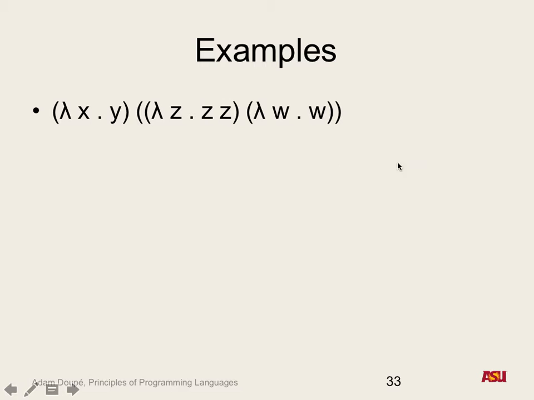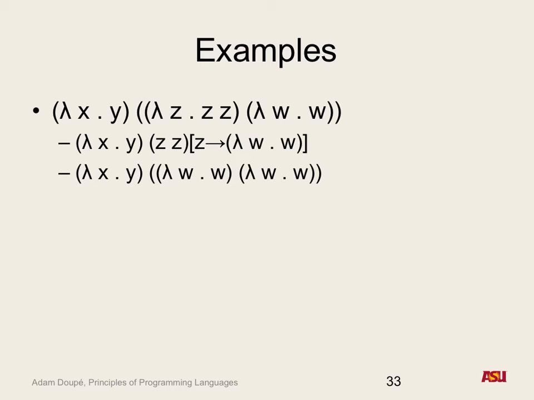Yes. So here we have lambda w dot w, what's that? Yeah, it's just an ID function. I mean, it's typically called an ID function, right? It's a function that takes in x and returns x. That's it. Here it's w, whatever, right? Super simple function. So if you apply that function to itself, what do you get? Itself. Yeah. So that's what we can see happen here, right?